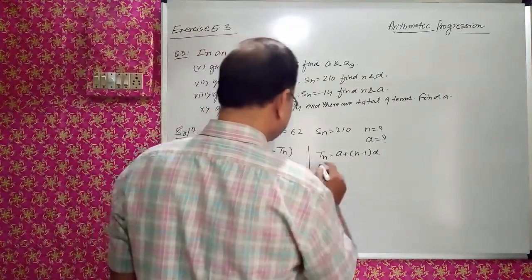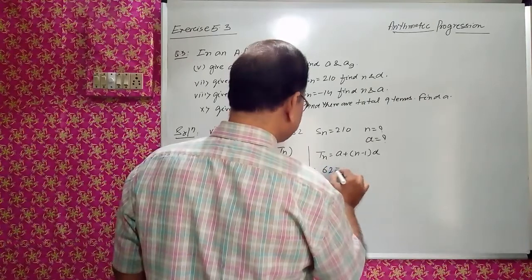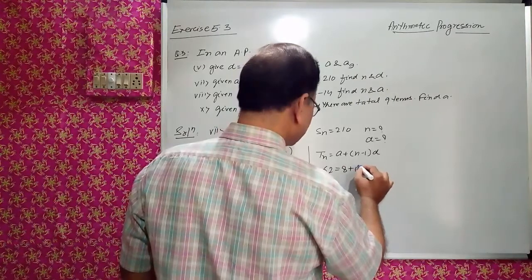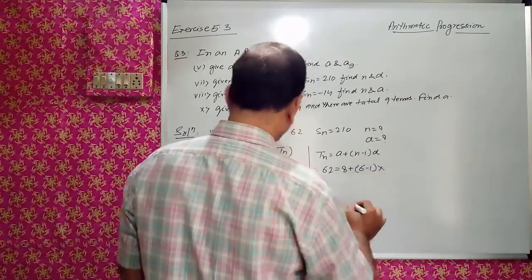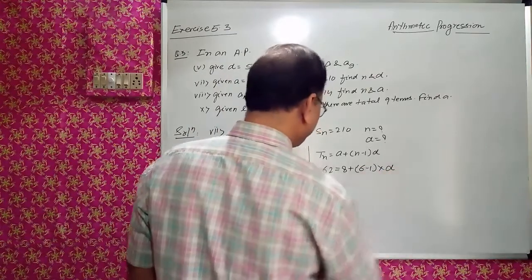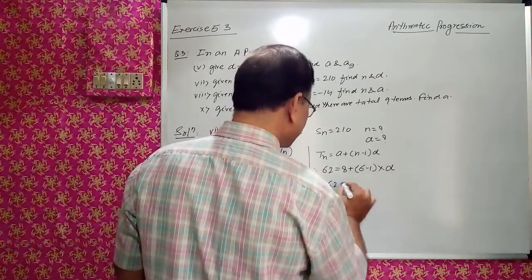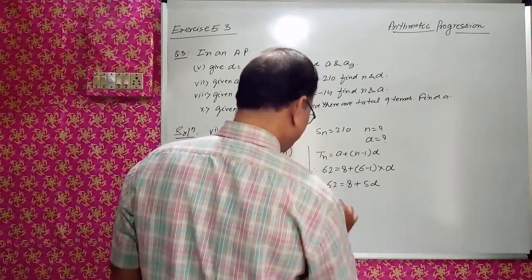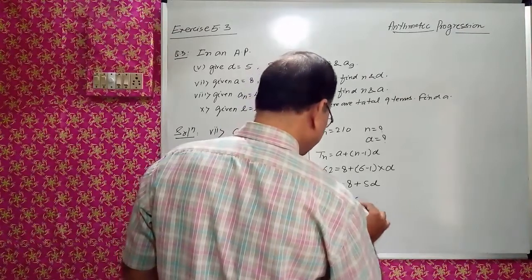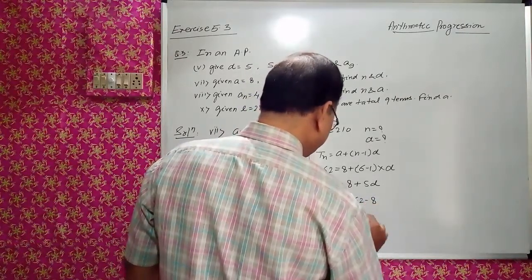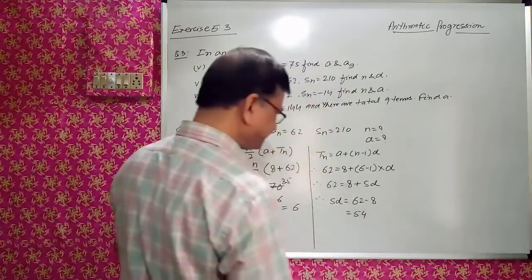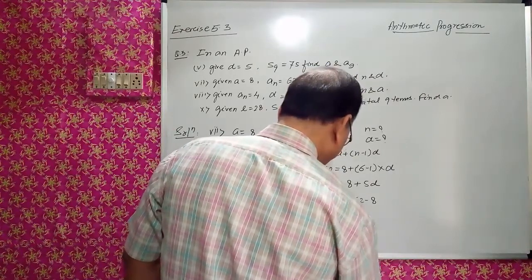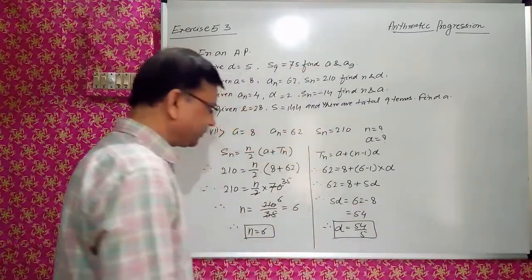Tn is 62, therefore 62 is equal to a, which is 8, plus (n minus 1) into d, where n is 6. So 6 minus 1 into d. Therefore 62 is equal to 8 plus 5d. Therefore 5d is equal to 62 minus 8, that is 54. Therefore d is equal to 54 by 5. This is the answer for d as well.